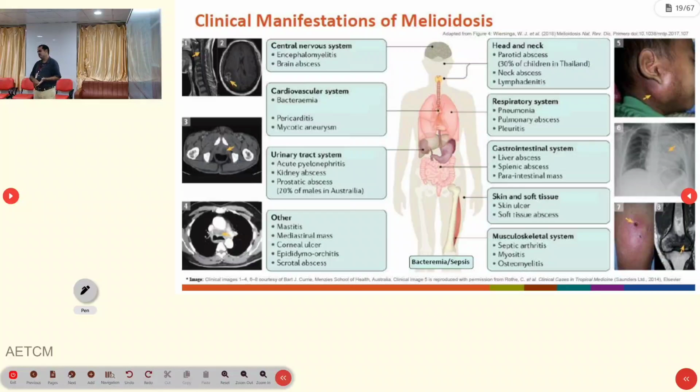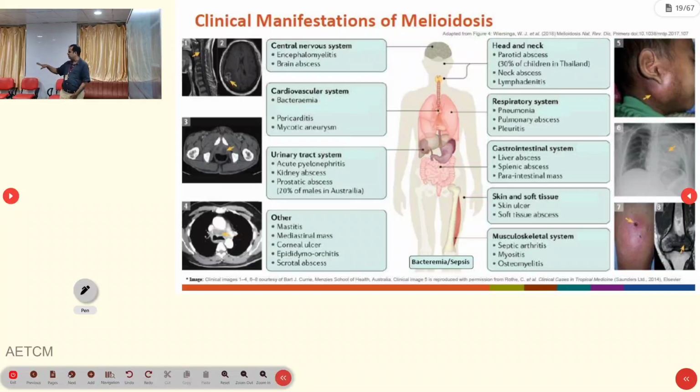It could be brain abscess, liver, lung, subcutaneous muscle abscess. It could be prostatic abscess. Males prostatic deep-seated abscess, diabetic prostatic abscess, and parotid abscess. Children parotid abscess, Thailand is plenty reported. So we've seen cases of parotid abscess also. So any unusual place you see an abscess, deep-seated abscess, it could be.